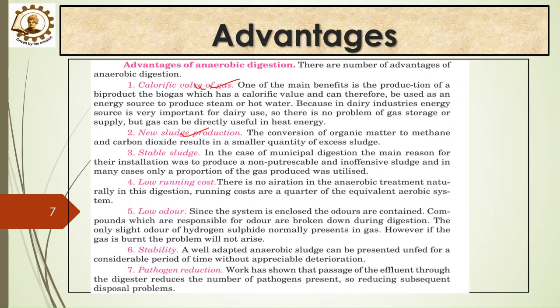Then, number 5 is low odor. Since the system is enclosed, the odors are also enclosed within. Compounds which are responsible for odor are broken down during digestion. Number 6 is stability. A well adapted anaerobic sludge can be preserved unfed for a considerable period of time without appreciable deterioration. And number 7 is pathogen reduction. Work has shown that passage of the effluent through the digester reduces the number of pathogens present, therefore reducing subsequent disposal problems. So these are the major advantages of anaerobic digestion that make the process so very useful.